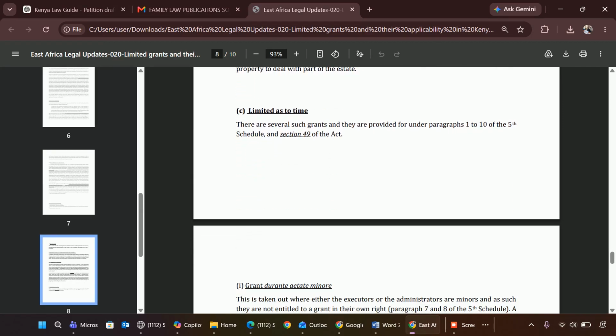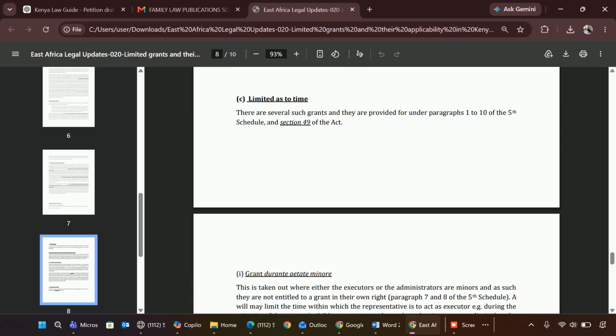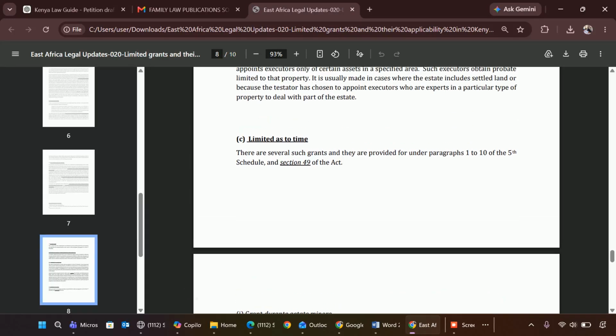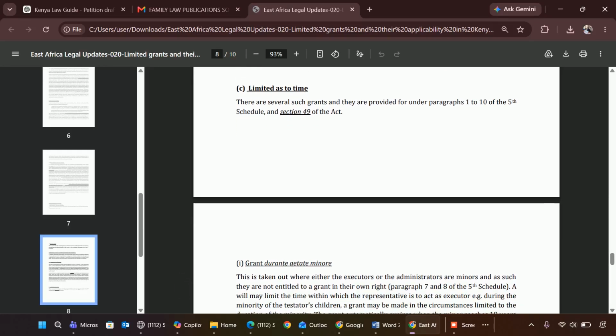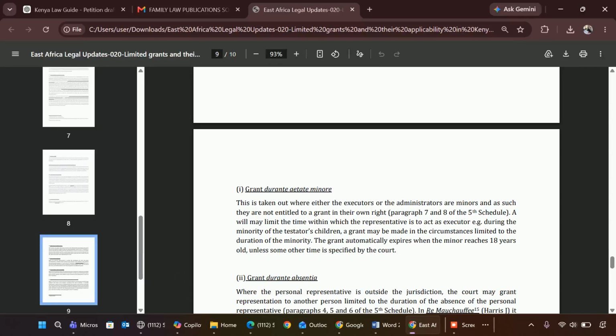Limited as to time. There are several such grants that are provided for under paragraph 1 to 10 of the 5th schedule, and we have seen categorically section 49 of the Act that states that this type of grant is a temporary grant from the resident magistrate and will lapse after the expiry of 6 months. And it is different from colligenda. Okay? It is different because this is collecting and payment of debts. That is the trick that the examiner will look at.